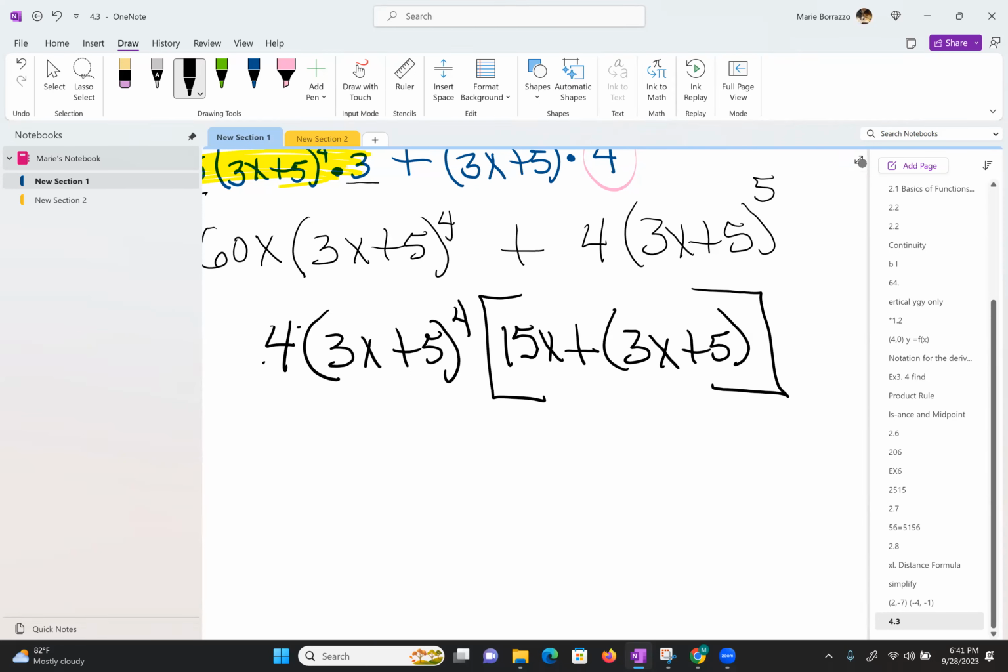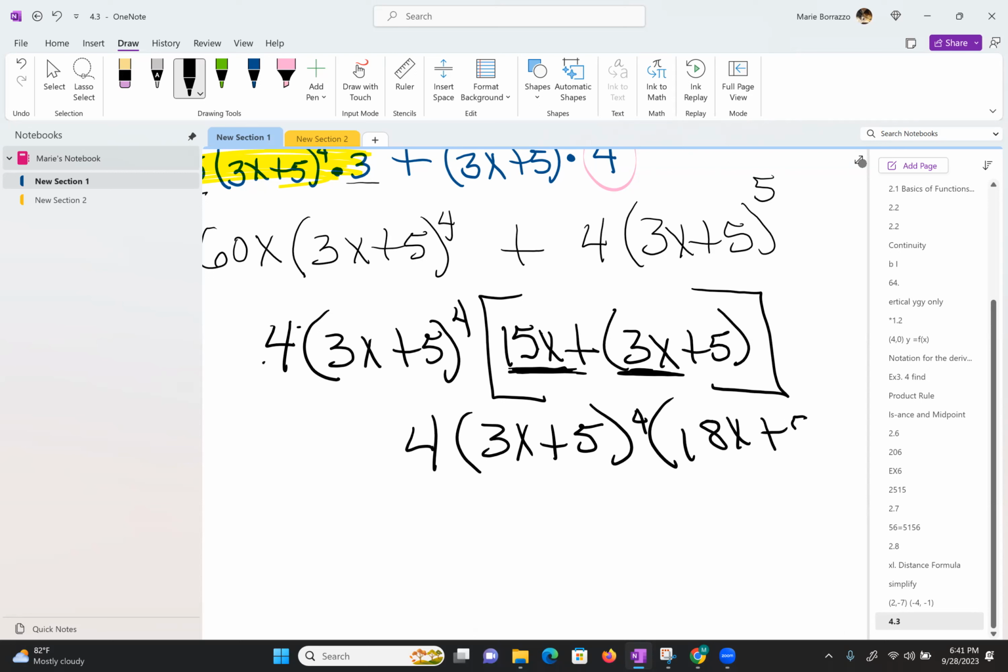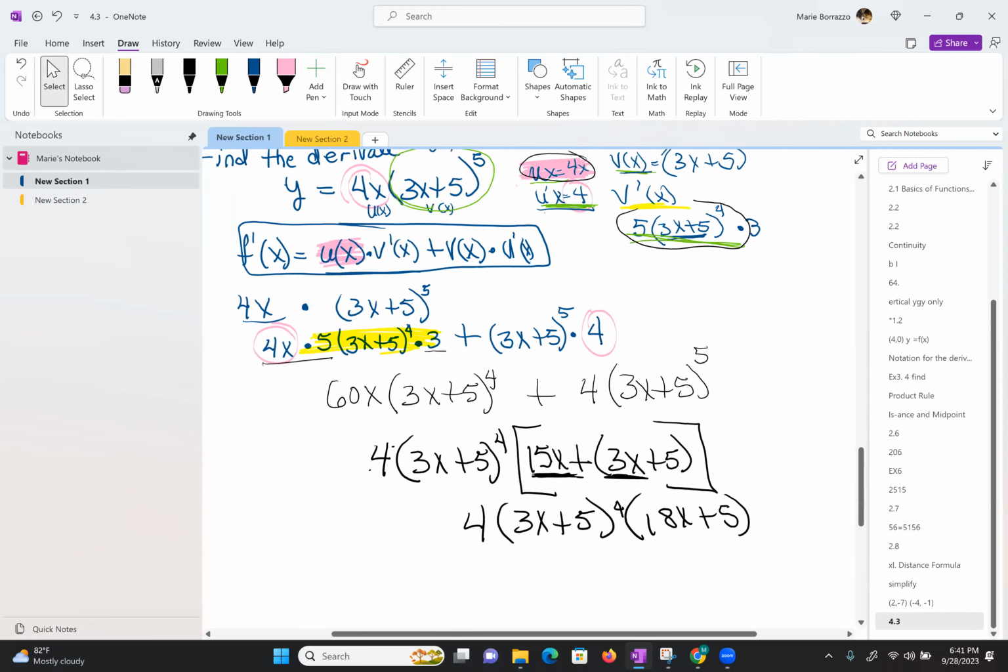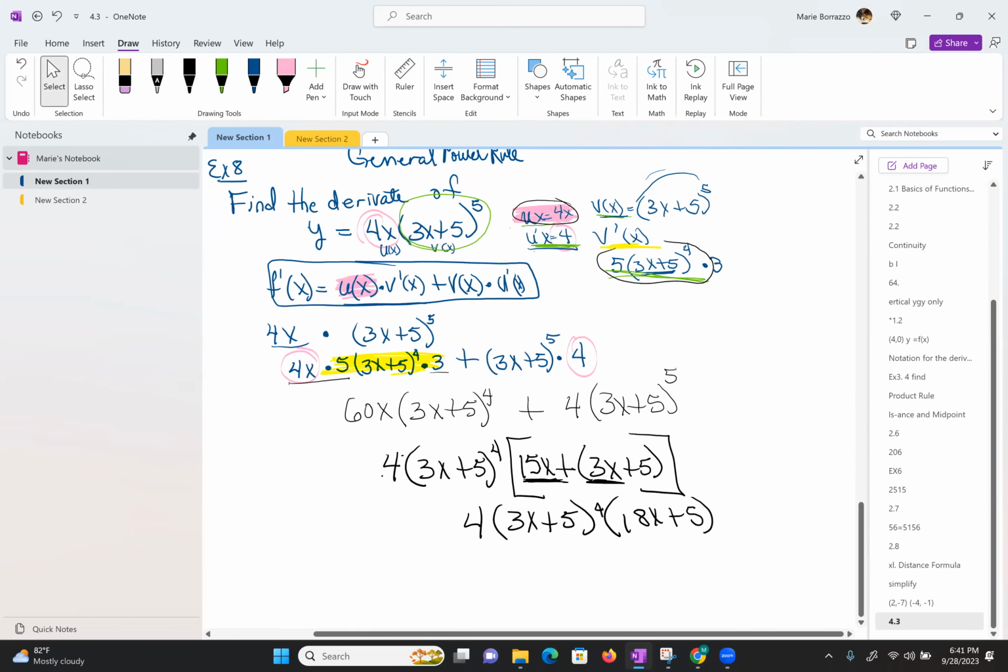And this does simplify further because I can combine these two, this one and this one. So this will be 4 × (3x + 5)^4. This becomes 18x + 5. This definitely is, you know, quite a few steps. And that's just example 8.